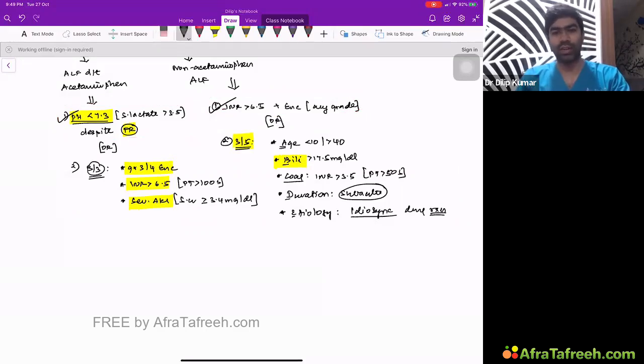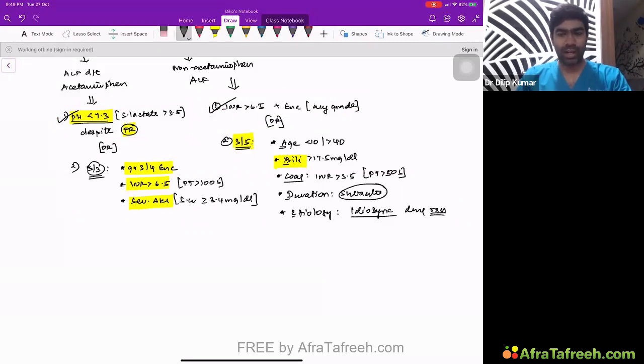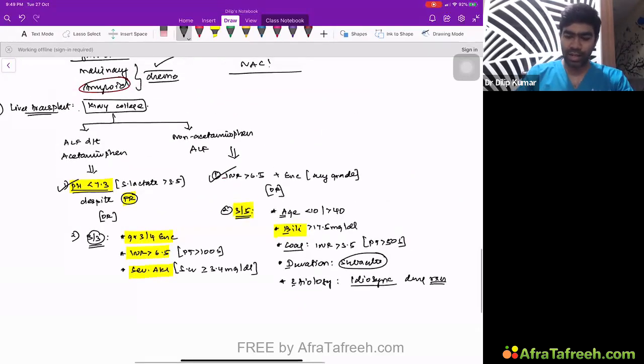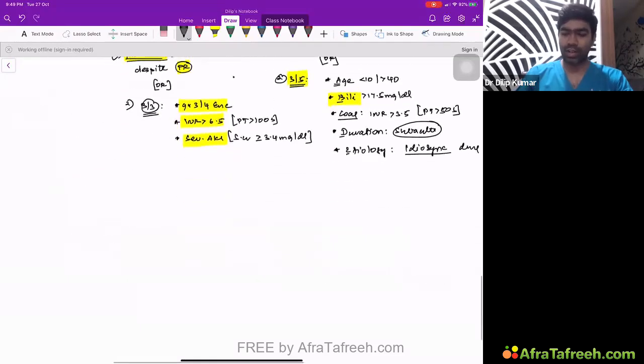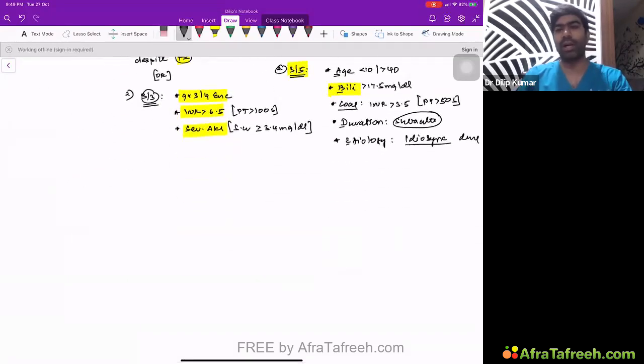These are the indications for liver transplantation. This is the King's College criteria. There are many different criteria there, but for exam, just know the King's College criteria. Especially the number one point is the paracetamol poisoning indication: pH less than 7.3 or lactate more than 3.5 despite adequate fluid resuscitation.